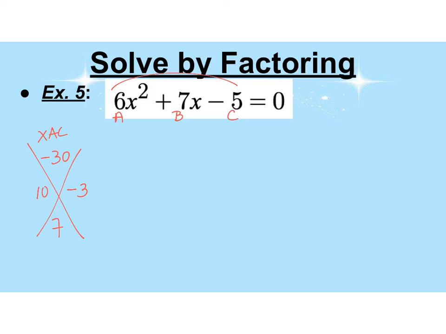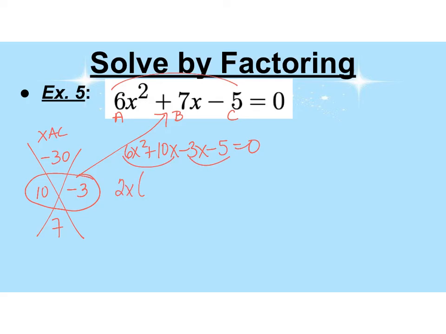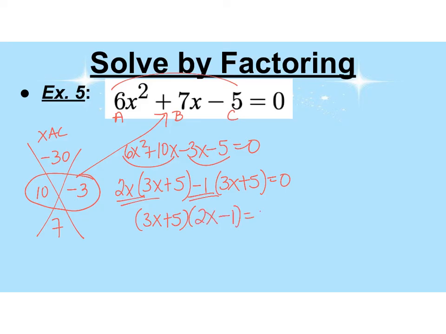I cannot go straight to the parentheses because A is 6. So I want to take those two numbers and substitute them in for my B value. So I have 6x squared plus 10x minus 3x minus 5 equals 0. And then I want to factor by grouping because I have 4 terms. So I'm going to take out the 2x, which leaves behind 3x plus 5. The second part looks pretty close. I do have to take out a negative 1. That leaves behind a 3x plus 5, which is good because remember our parentheses have to be the same. Because the parentheses are the same, I can factor them out, 3x plus 5, and the other stuff left over goes in the other set of parentheses, 2x minus 1 equals 0.